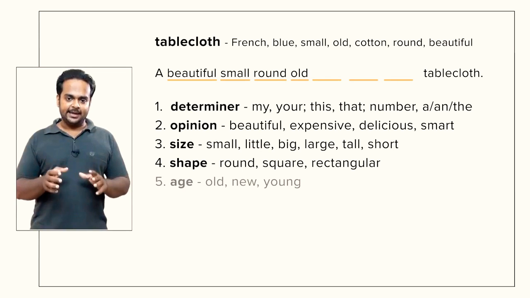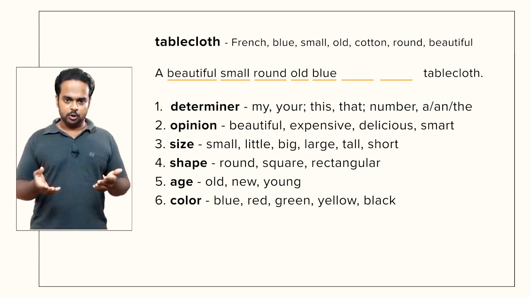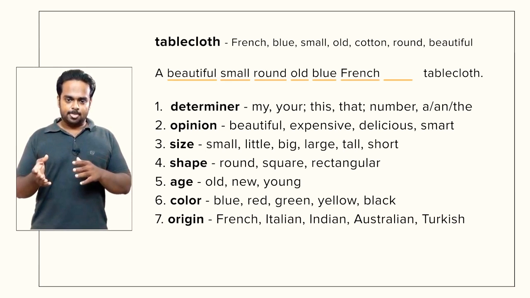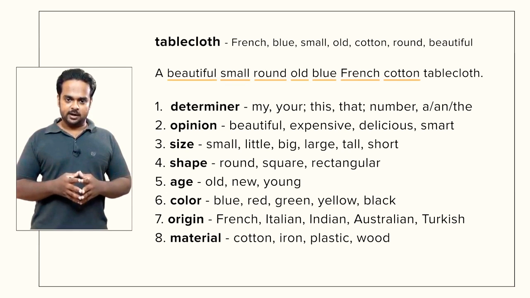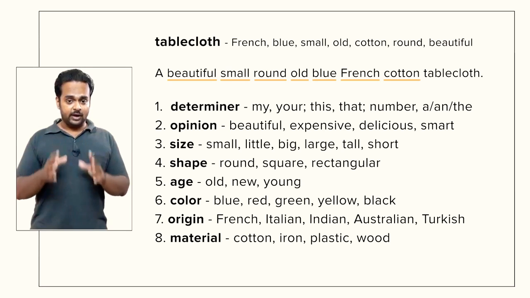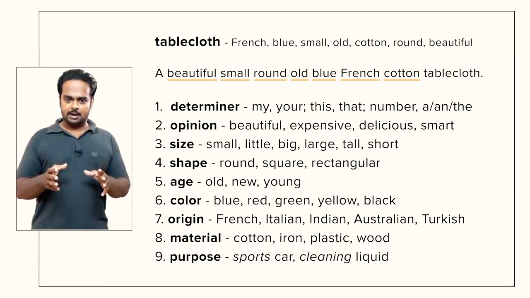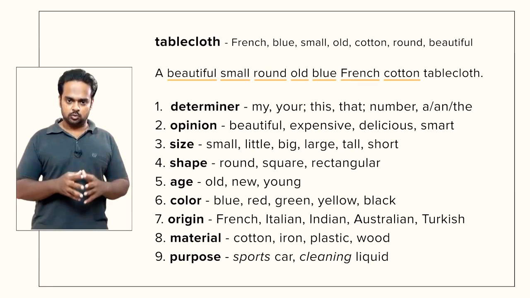After that, we put age. In this case, old. Then comes color, blue, and then origin. My tablecloth is from France, so French. We can then say what material it's made of, cotton. And finally, we can include its purpose if we want. Now, if we were talking about a cleaning liquid, for example, the word cleaning would be its purpose. In the case of the tablecloth, we don't have a purpose, so we don't need to include it.